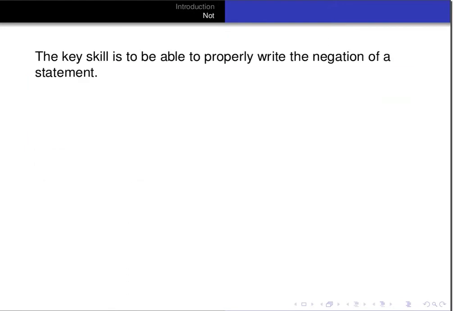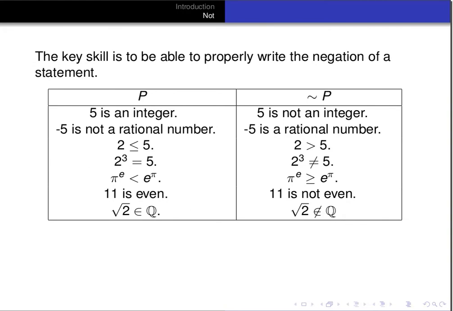The key skill that we want to get across to you is to be able to properly write the negation of a statement. So that's going to be important when you apply negation to mathematical statements and are attempting to prove those statements. So let's look at some examples. So here's a logical statement. 5 is an integer. Now, for not P, we could say, well, not 5 is an integer. But of course, grammatically, it's better to write 5 is not an integer.